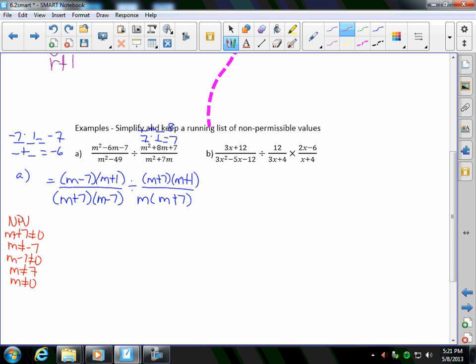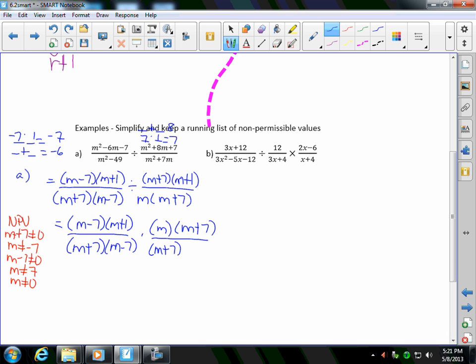I have m not equal to 0, and then I have another m plus 7 not equal to 0. When I do my flip, I have m plus 7 times m minus 7 on the bottom, times m times m plus 7 on the top, and m plus 7 times m plus 1. So I don't have my m plus 1, so I have to include that in my restriction. So I need to put m plus 1 not equal to 0. So m is not equal to negative 1.